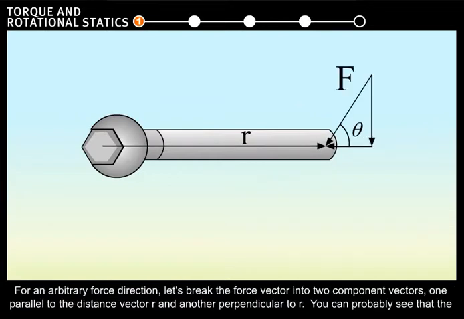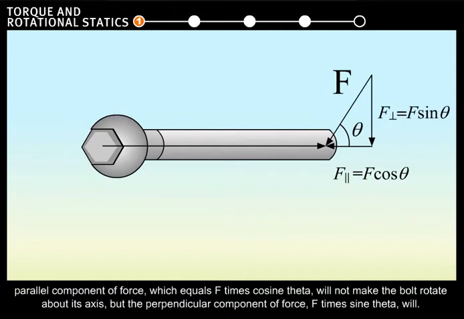For an arbitrary force direction, let's break the force vector into two component vectors, one parallel to the distance vector r and another perpendicular to r. You can probably see that the parallel component of force, which equals F times cosine theta, will not make the bolt rotate about its axis, but the perpendicular component of force, F times sine theta, will.